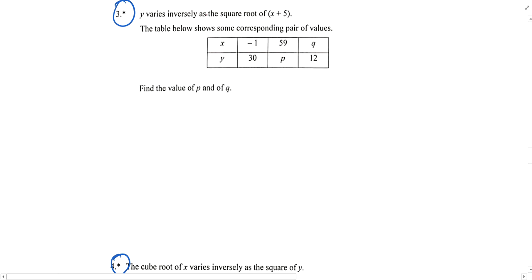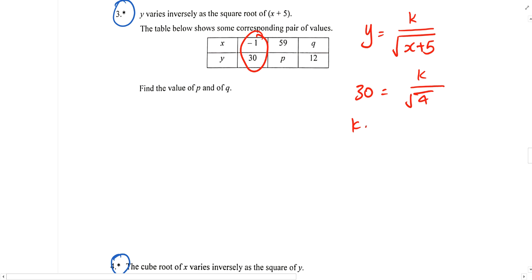So y varies inversely as the square root. Y equals k over square root of x plus 5. So here are some of the values. Find the value of k first. So substituting the first pair of known values of x and y, 30 equals k over square root 4. K equals 60.